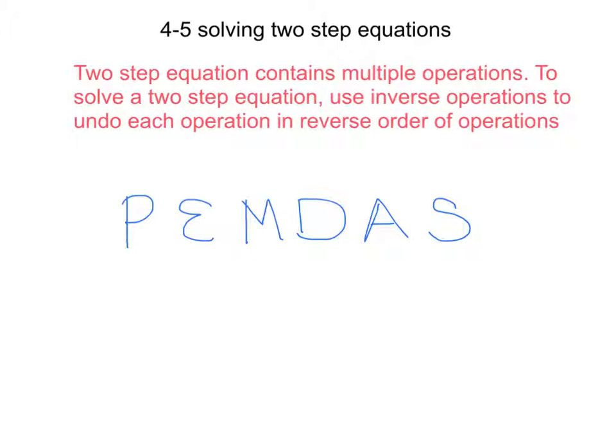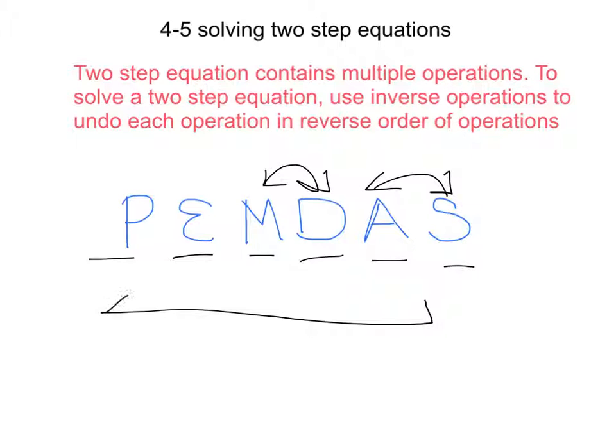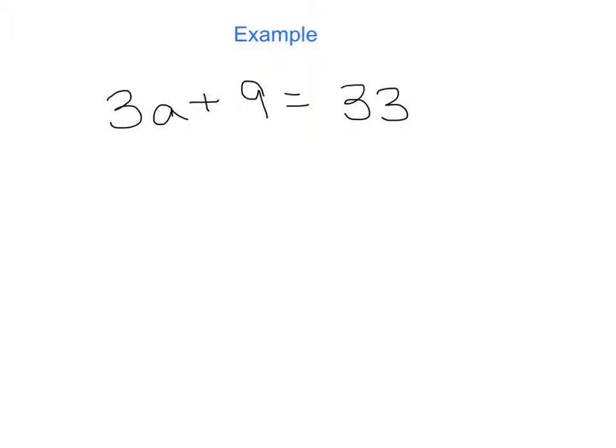So you know that the order of operations is parentheses, exponents, multiply, divide, add, and subtract, where these can flip at any time. When we're undoing two-step equations, you start with addition and subtraction and you work your way backwards. You always want to identify what is happening to the variable and then work backwards from there. So let's take a look at this example.